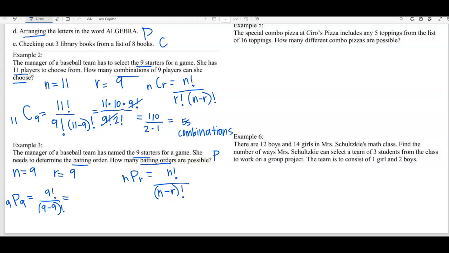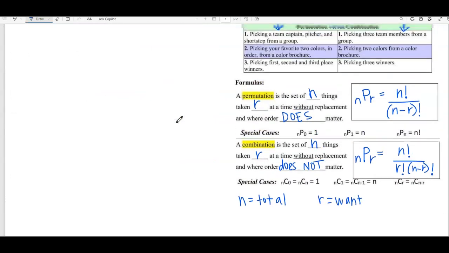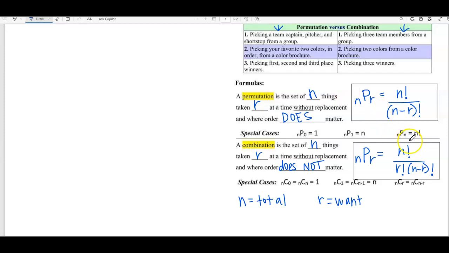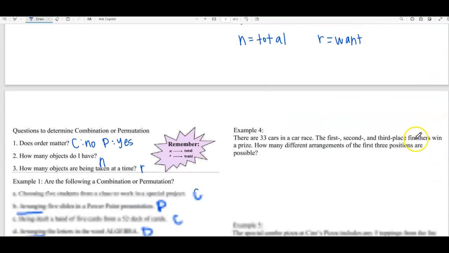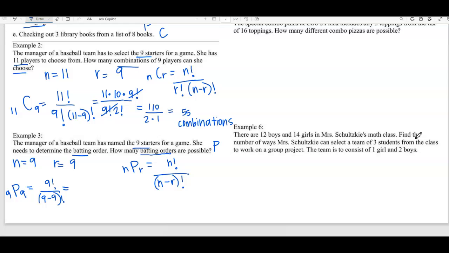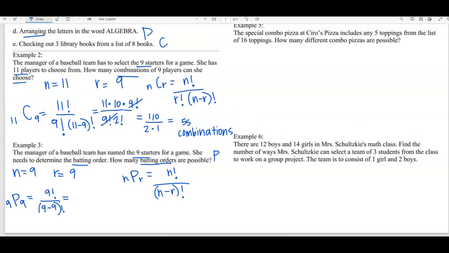And this is actually a special case like we saw in the front where N is equal to R, and so for permutations, when that happens, you just end up with N factorial. 9 minus 9 is 0, and so I'm left with 9 factorial over 0 factorial. And yesterday we learned 0 factorial equals 1, so there's nothing happening there. Okay, so then we just multiply the 9 factorial.